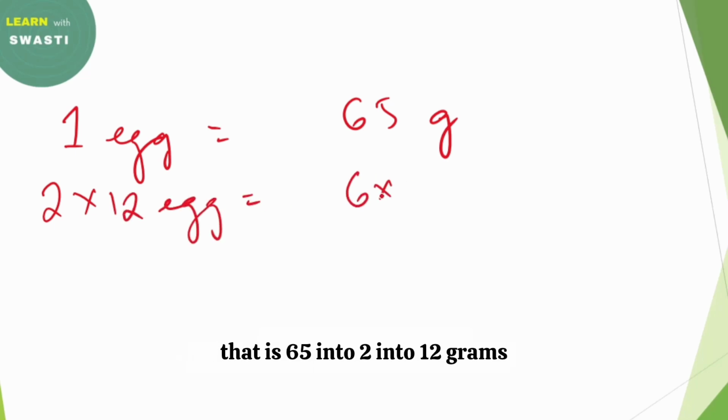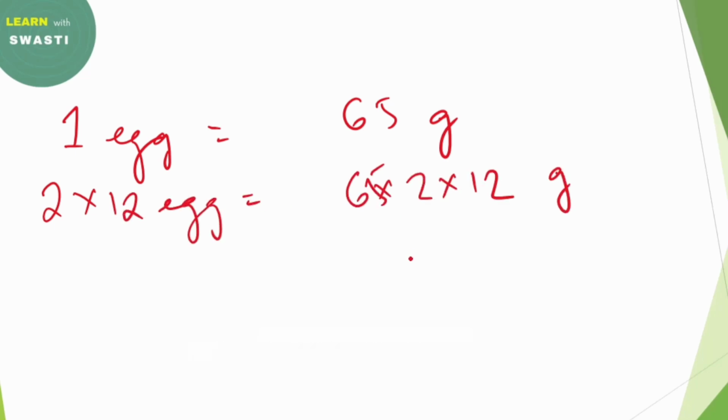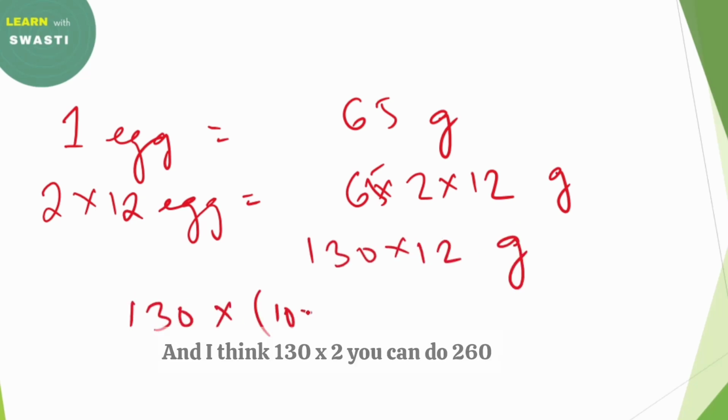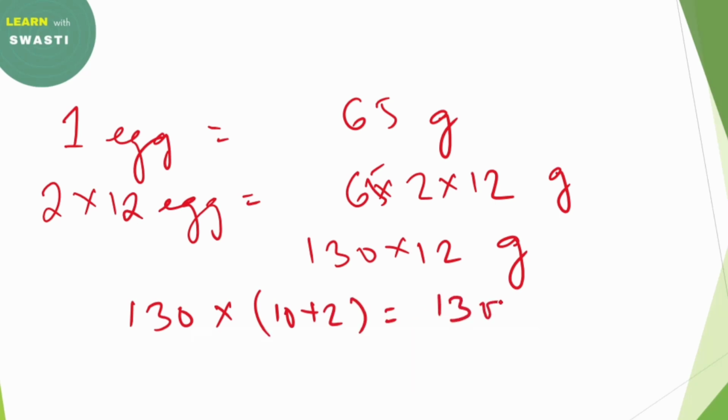So that is 65 into 2 into 12 grams. So that is 130 into 12 grams. Always make it easier. So 130 into 12. 12 is 10 plus 2. So 130 into 10 is 1300. And 130 into 2 you can do 260. 13 2s are 26. So 1560 grams.